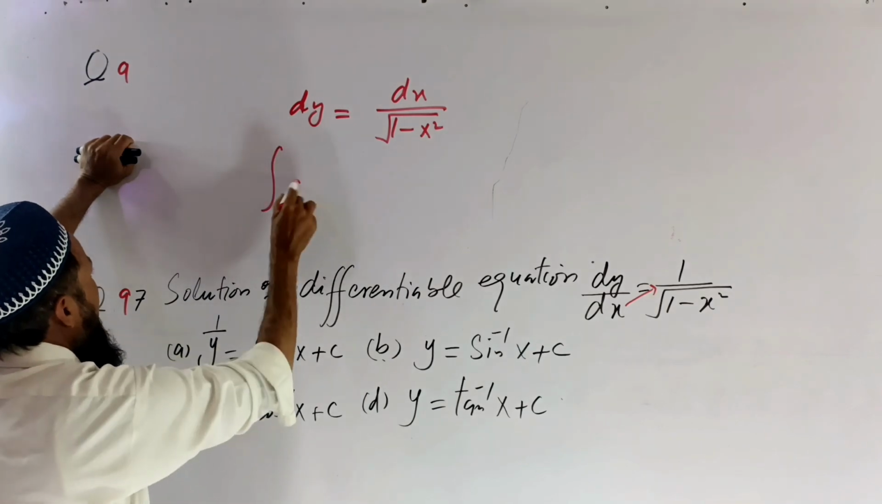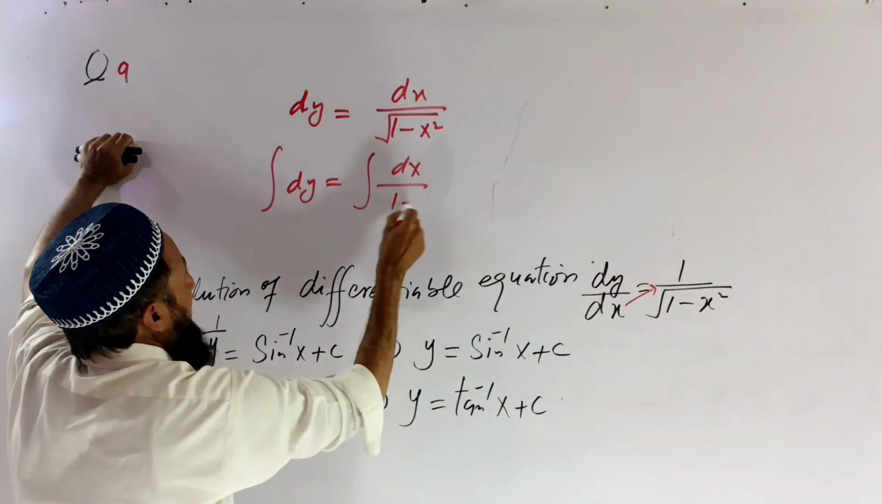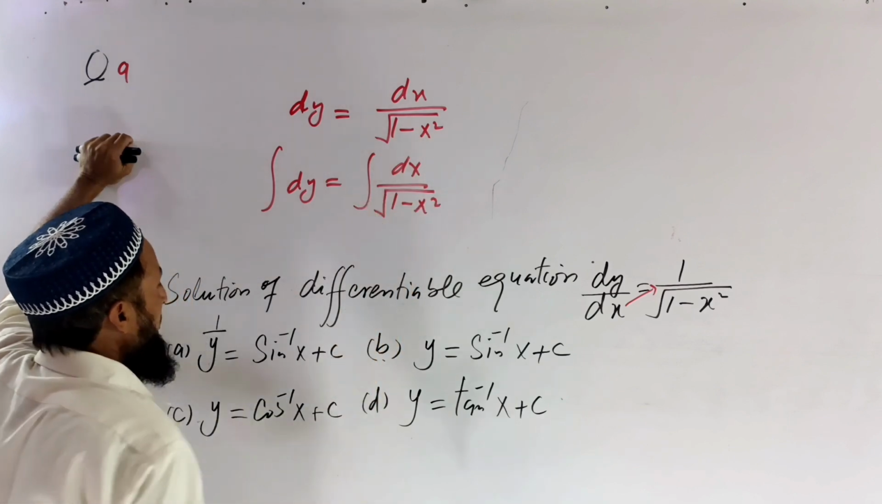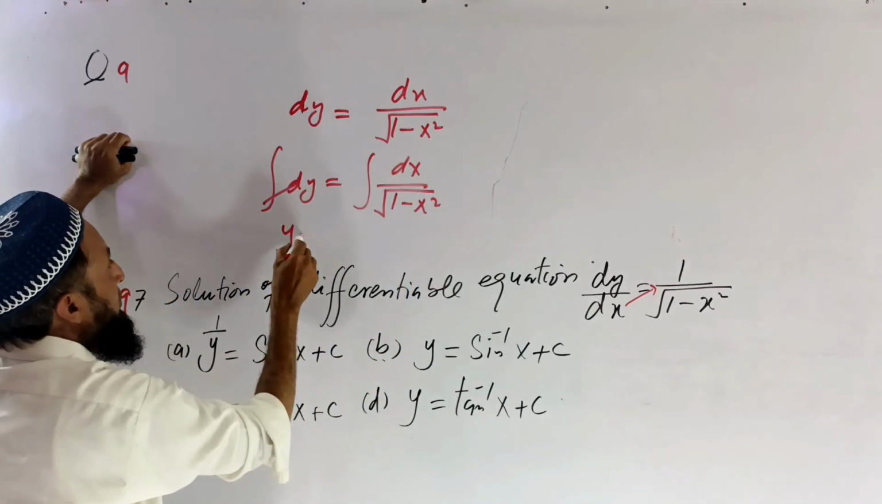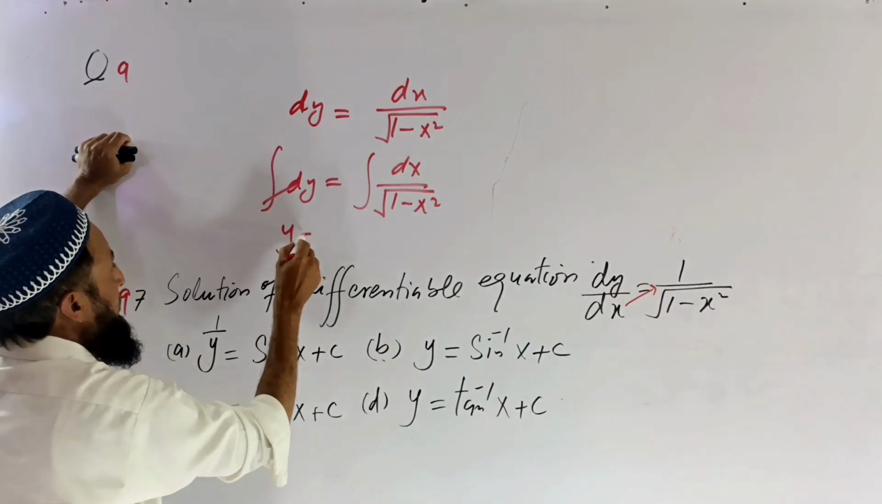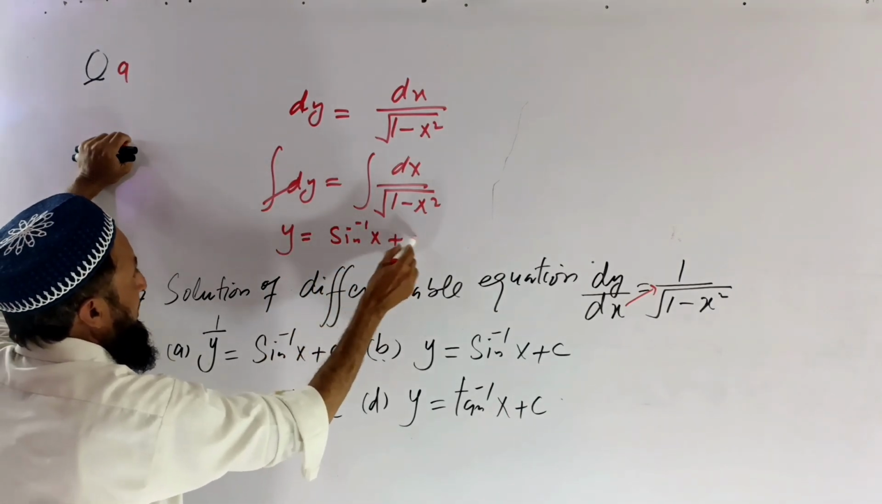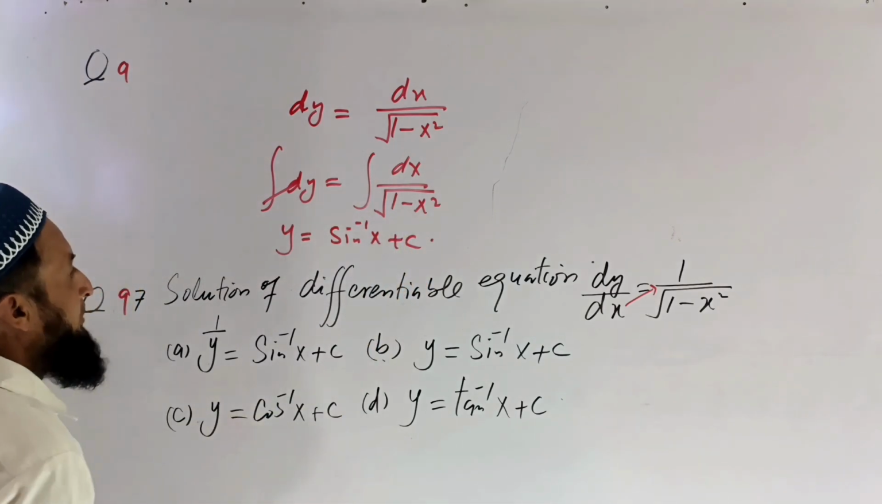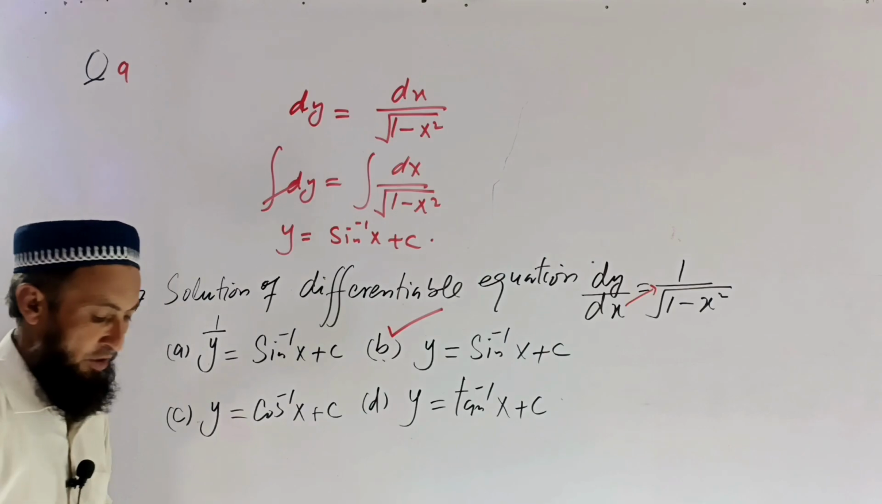Now taking integration on both sides, the integration of dx over the square root of 1 minus x square, so this will be cancelled. Y is equal to sine inverse x plus c. This is the value of sine inverse. So we check the answer, and option B is the correct option.